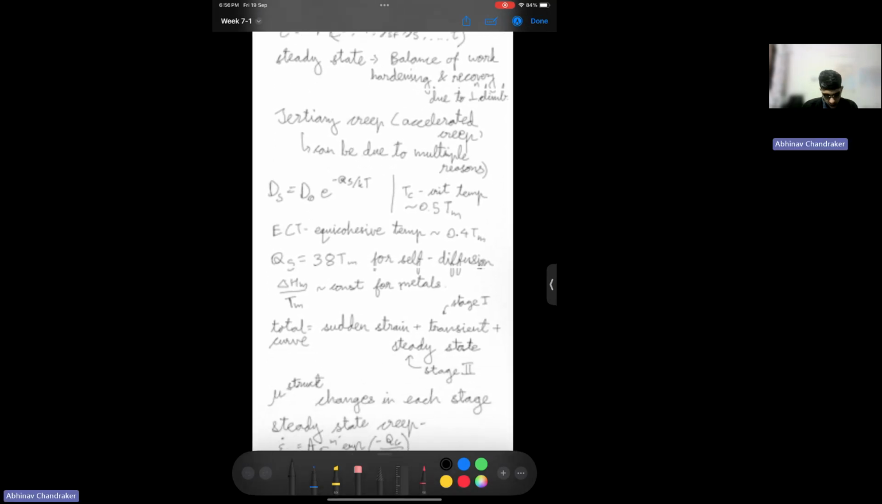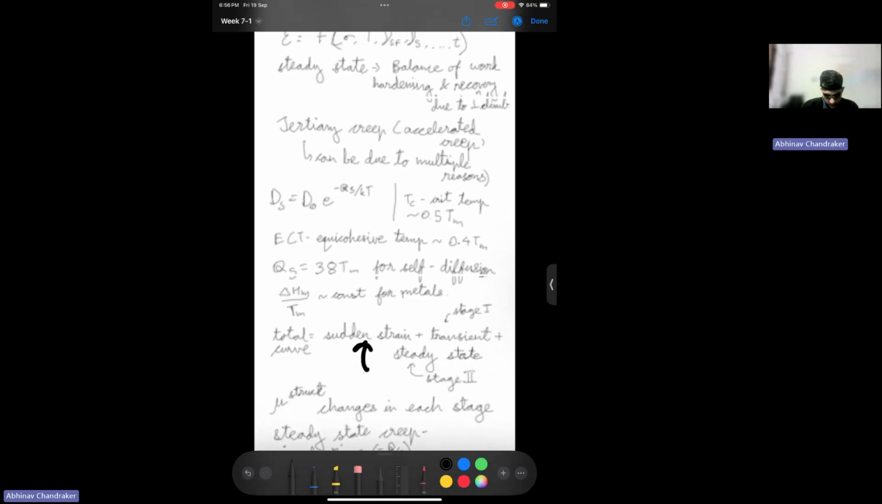You have instantaneous strain. You have the transient, which is called stage one. Then we can have a steady state. And after steady state, we can have something called tertiary creep, which is an accelerated creep, and it's difficult to study as well as not so relevant because it is much shorter. And this is where the fracture process begins. So fracture starts to happen, flaws get created, and they quickly lead to failure. So you have the instantaneous strain, transient, steady state, and tertiary.